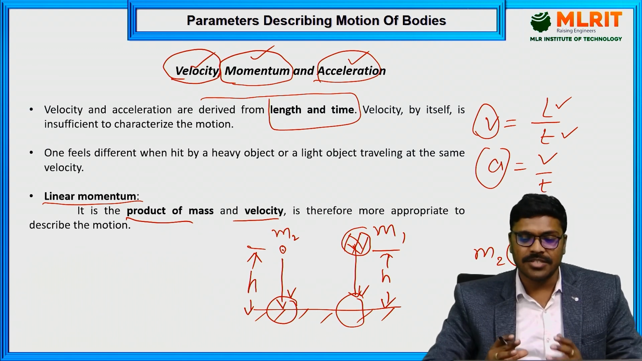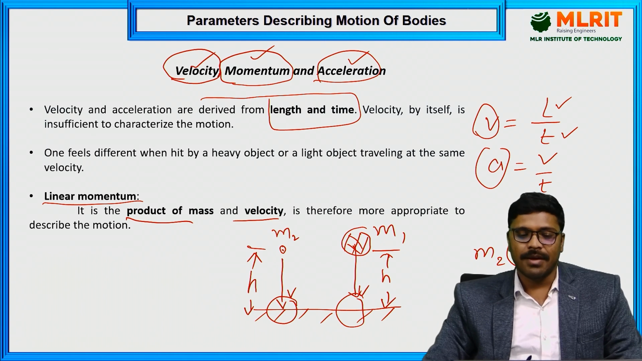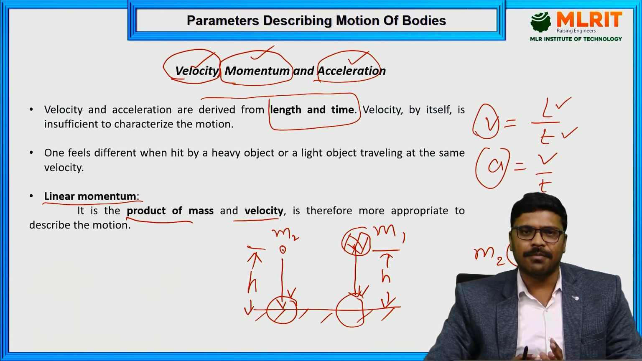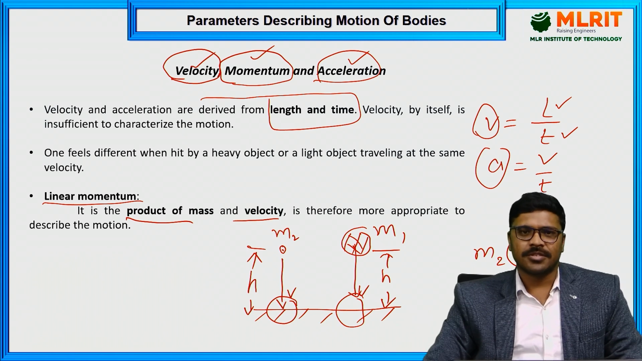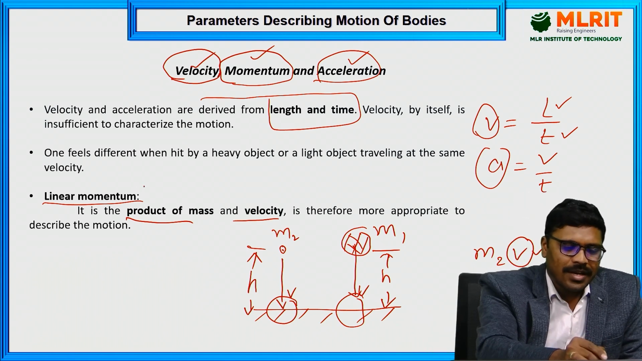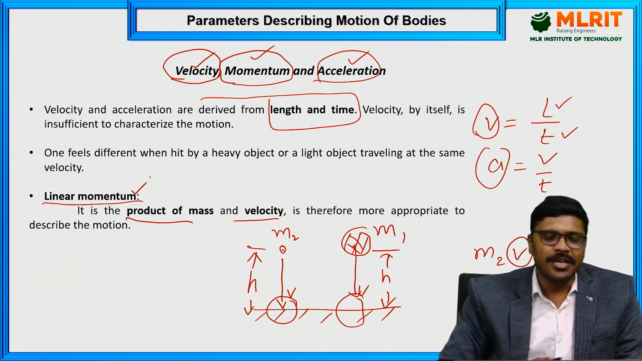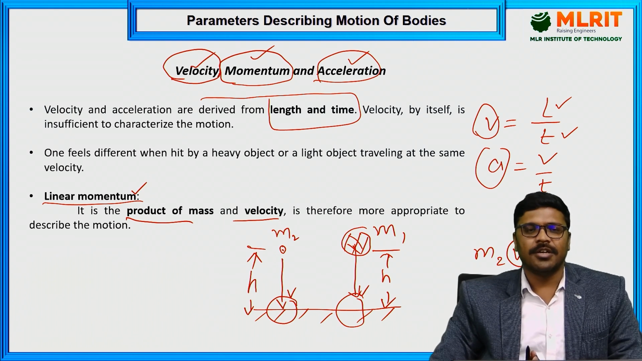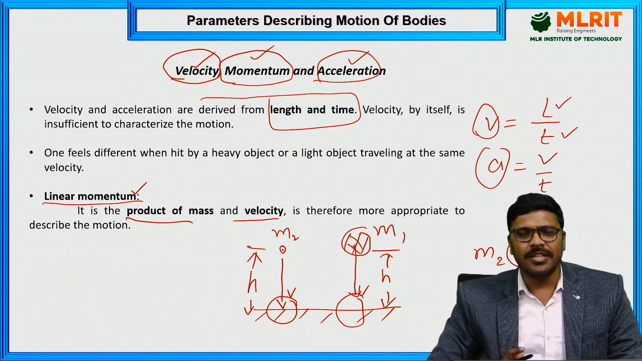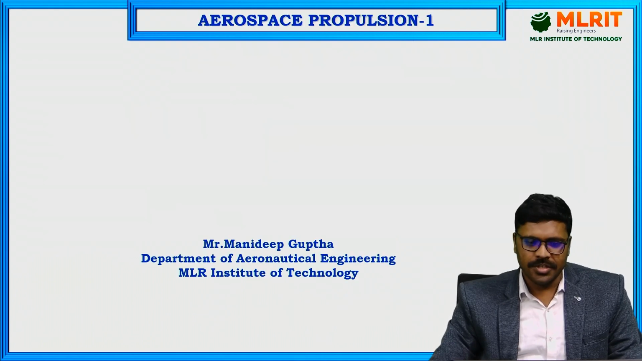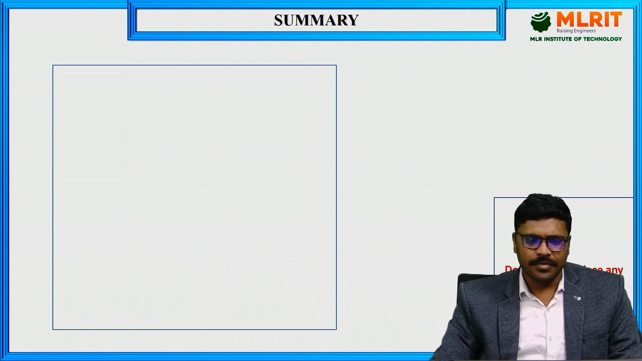So it has more energy. That's why mass is also one of the important parameters which has to be included while explaining the motion of a body. So that is why this parameter, called linear momentum or momentum, is very important to explain the motion of a body along with velocity and acceleration. So this is about today's topic.